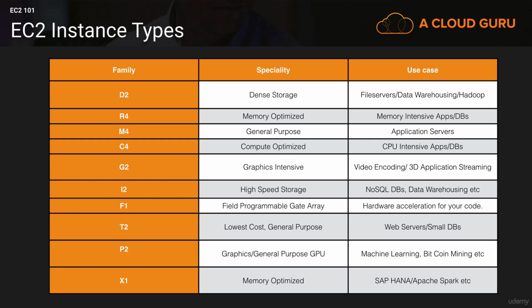And then we have X1s, and I like to remember X as extreme RAM, so things that are super RAM heavy, things like SAP HANA or Apache Spark, etc. These are memory optimized instances.